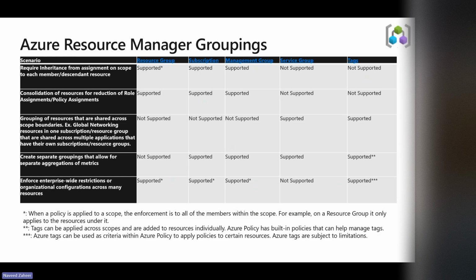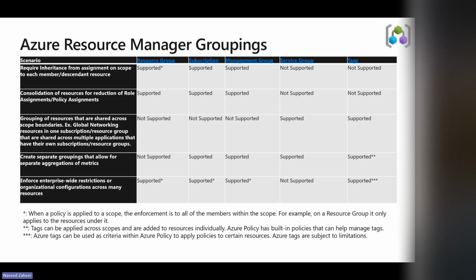So you can have a resource group which has resources, but they have to be in the same subscription. And yes, there is some role inheritance there, RBAC inheritance, and a resource group cannot have resources from across subscriptions. We all know about it. I mean, you can enforce enterprise-wide restrictions on a resource group. You can definitely do it.